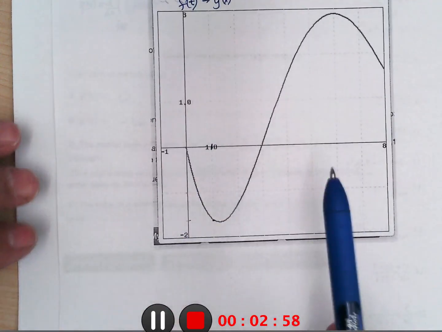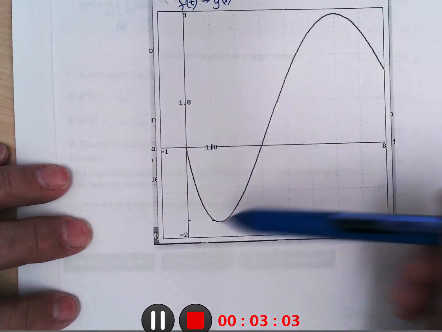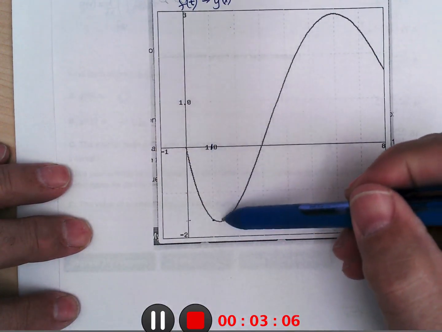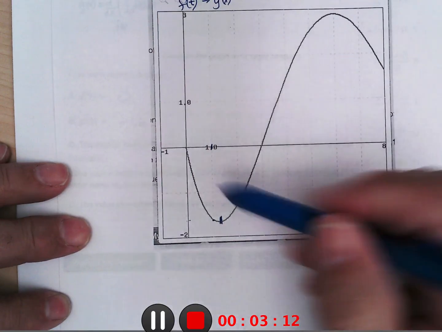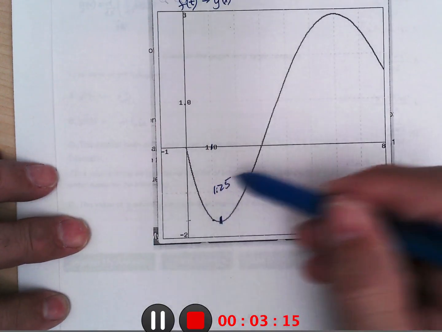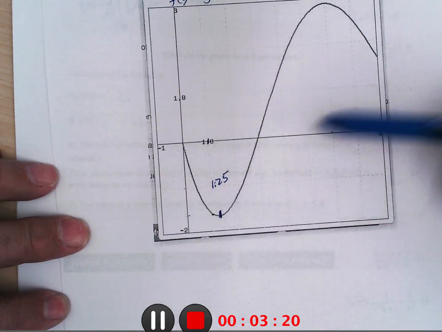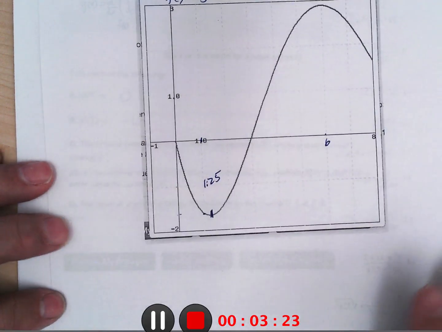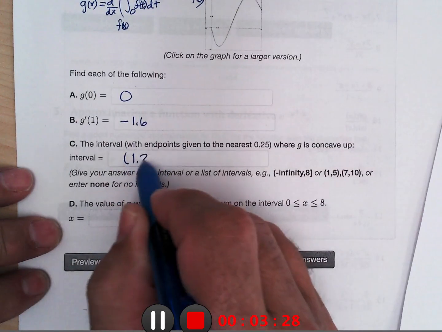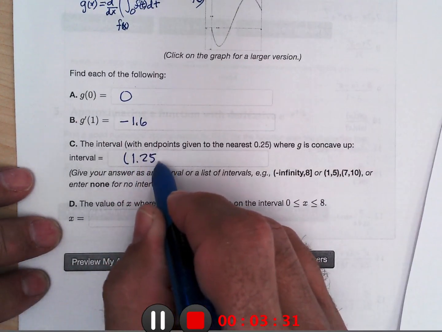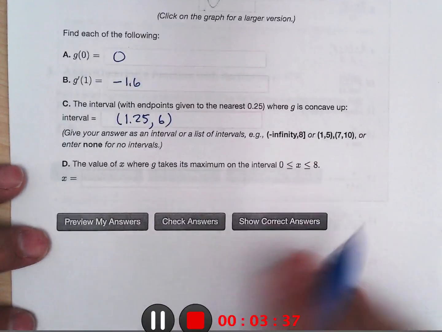So that means the slope of the derivative has to be positive to be concave up, and so it looks like it's concave up from about 1.25 to 1, 2, 3, 4, 5, 6. So it looks like on the interval 1.25 to 6. So they say give it in interval notation like this.